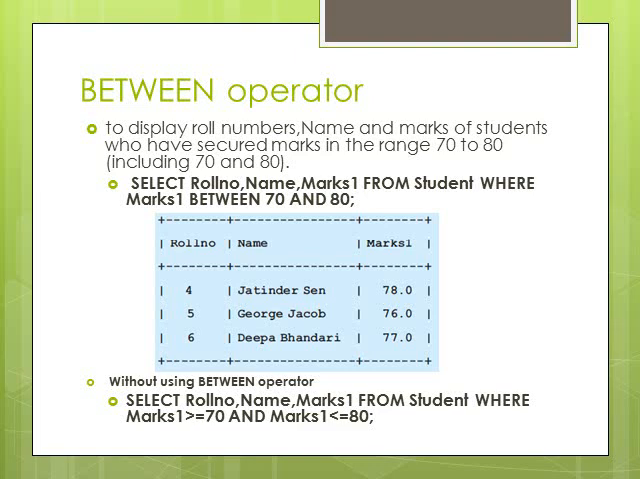The same output we can have without using the between operator, using the relational operator as well as the logical operator. The command will be: select roll number, comma name, comma marks 1 from student where marks 1 greater than equal to 70 and marks 1 less than equal to 80.